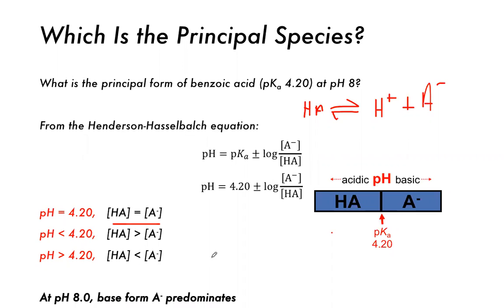Now, this doesn't just come out of nowhere. It comes from the Henderson-Hasselbalch equation. You can put values in here, any random values you want. Just make sure that in one case they're the same, in one case they're different, where A- is larger than HA, and in one case HA is larger than A-. And you can see that this phenomenon plays out.